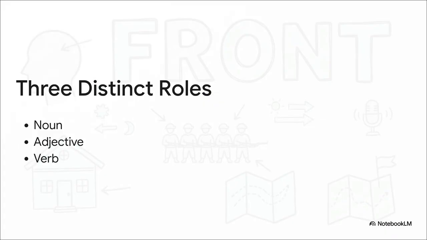And this is where it starts to get really interesting. See, front doesn't just have one job in our language. It can be a noun, a thing or a place. It can be an adjective, a word that describes something. And get this, it can even be a verb, an action word. That's 3 totally different jobs for one tiny word.